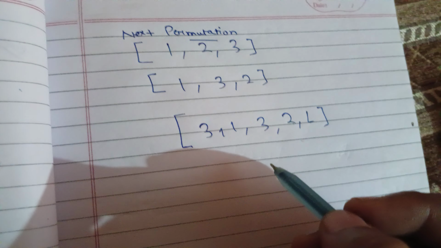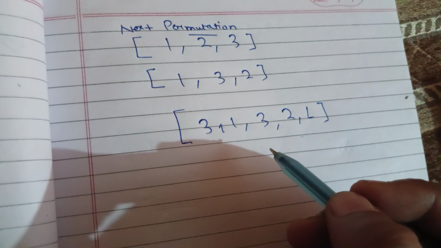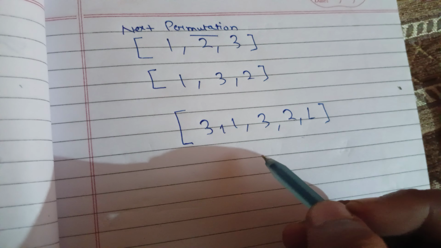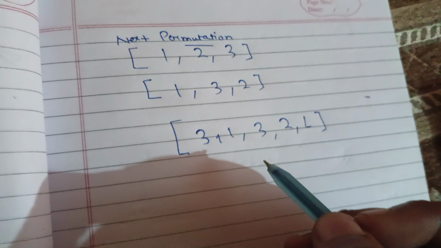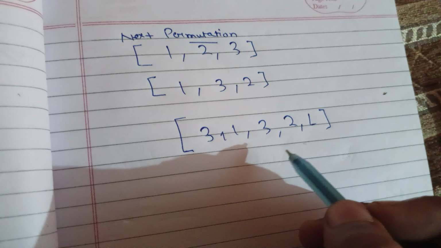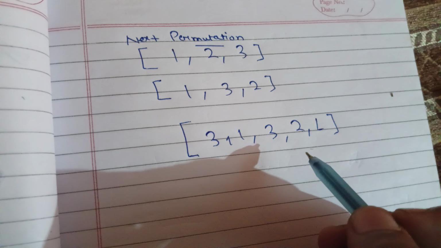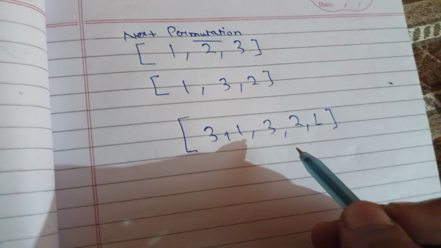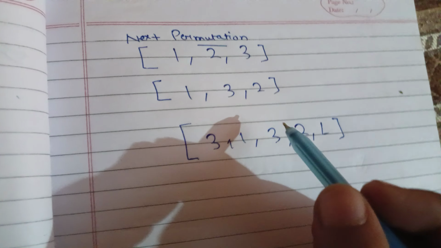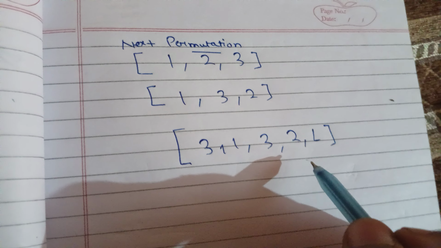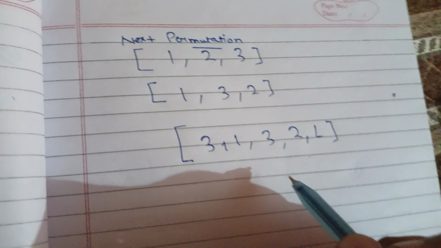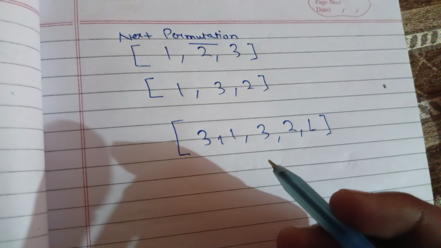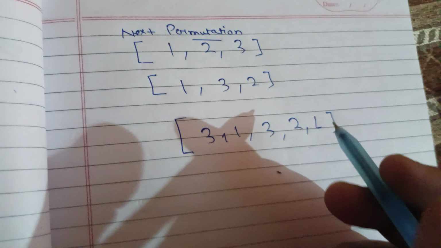So how would we find out the next greater? Is 3 greater than 1? Yes. Is 2 greater than 1? Yes. Is 1 greater than 1? No. So in 3 and 2, which is greater? 3 is greater, but we have to find the next greater. So we have to take 2 because 2 is smaller than 3, and if we swap 2 and 1, then it becomes greater than that, but it's not the next greater.